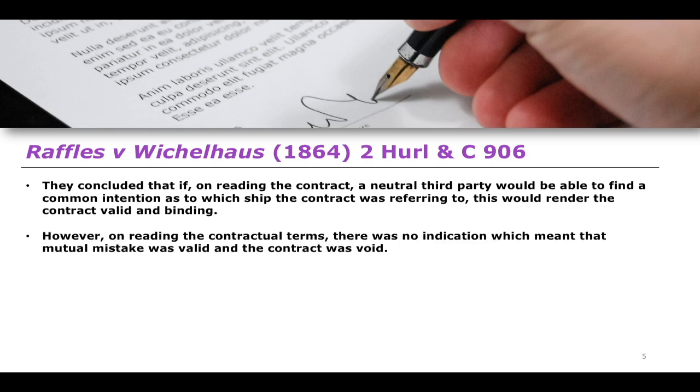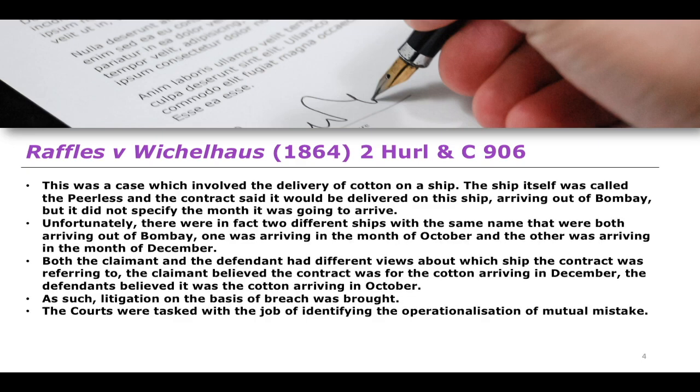However, when reading these contractual terms, there was in fact no indication whatsoever as to which ship was being referred to, okay? Because they were both the same name, they were both arriving out of Bombay, and it wasn't specified which month it was going to arrive. So the only distinguishing feature of these two ships, for our purposes, was which month they were going to arrive, because they had the same name, were going from the same place, and had the same cargo. The only difference between these two ships was that one arrived in October and one arrived in December.